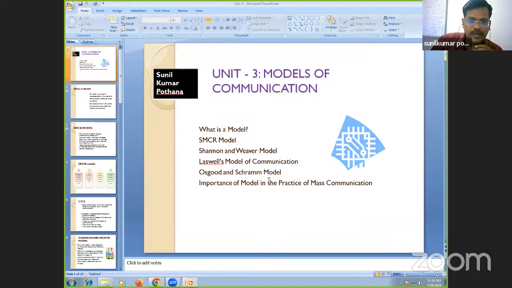Again, I will share the screen. Is it clear? Screen is appearing. Screen and voice, everything is good. Response from the students. Okay.